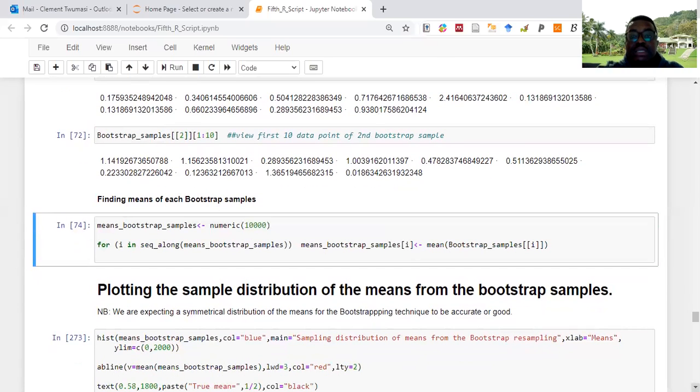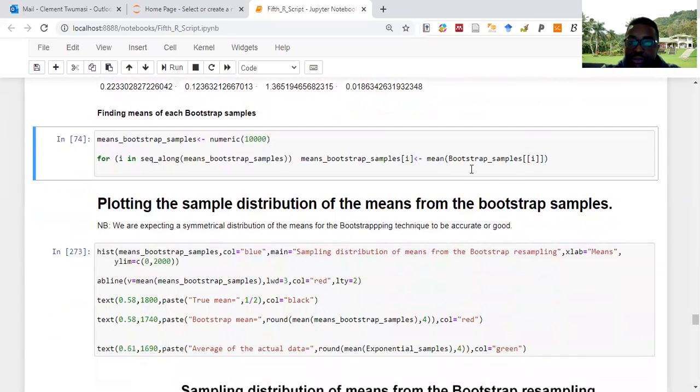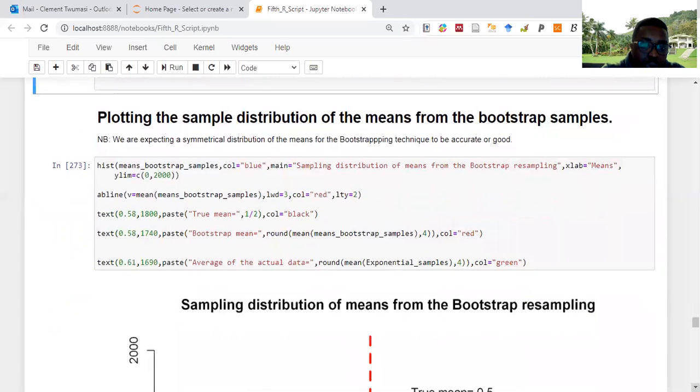Now, after finding the means of each of the Bootstrap samples, the overall mean is what we call the Bootstrap mean. So keep in mind that the Bootstrap mean is nothing but, first of all, obtaining a large number of Bootstrap samples from the original data and finding the means of each of them. Then the overall mean is the Bootstrap mean, okay? So I've now found the mean for each of the Bootstrap samples. What this line of code is doing is plotting the histogram.